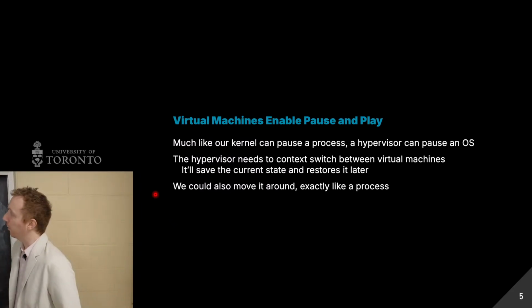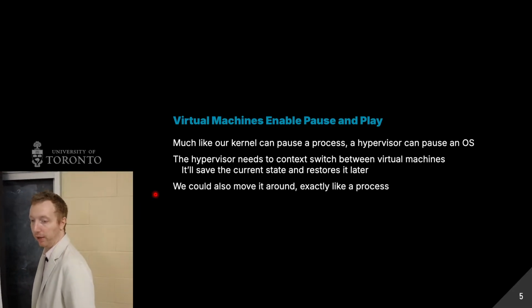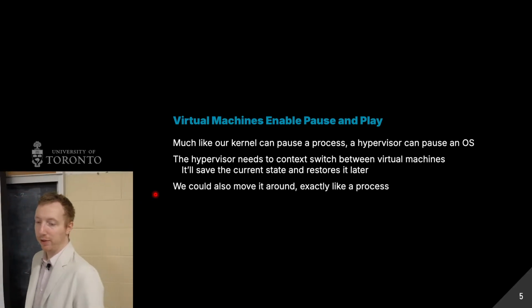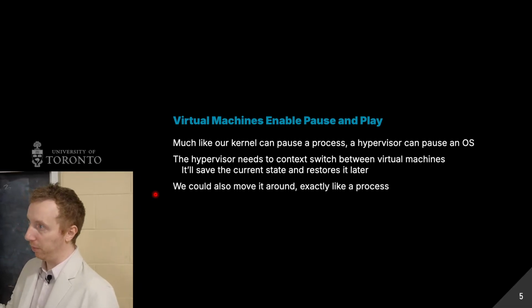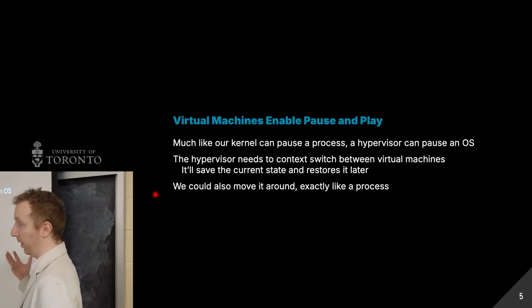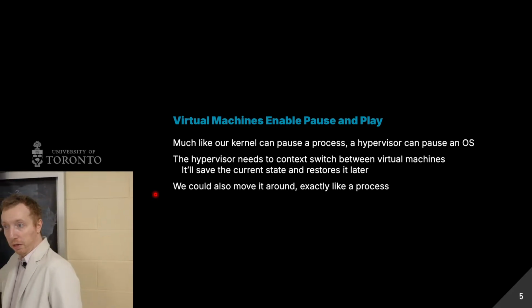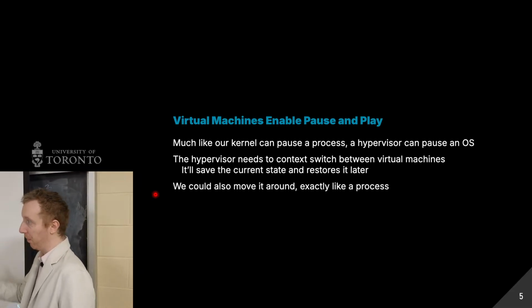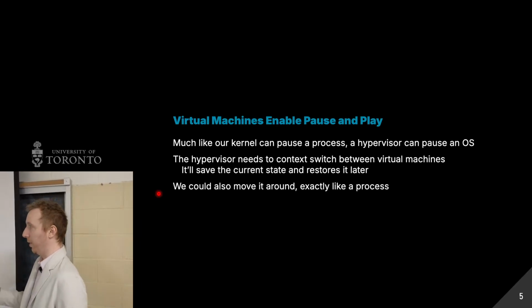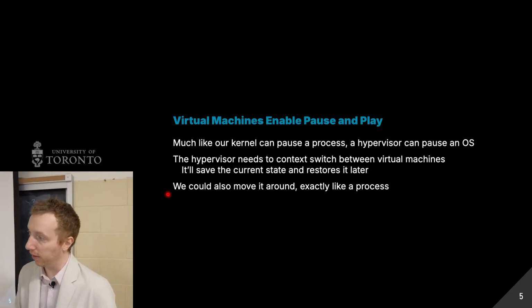So cool things virtual machines enable us to do are pause and play. Much like our kernel can pause a process, a hypervisor can pause an entire operating system. So the hypervisor needs to context switch, instead of between cores or something like that, it's context switching between virtual machines. So it does the exact same thing. It's a bit more state, but it just does the same thing as context switching processes. Saves the state, restores it. That's it. It's just we have a bit more state because we need to keep track of special system registers and things like that. And you can also move it around exactly like a process.